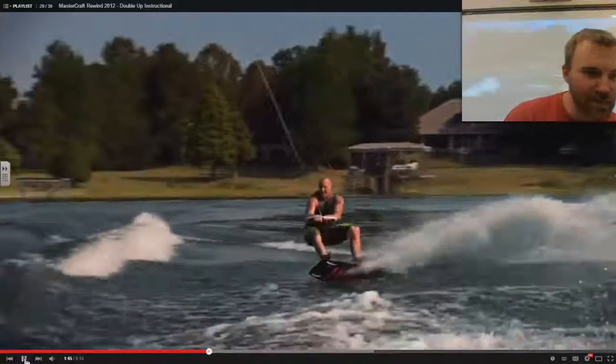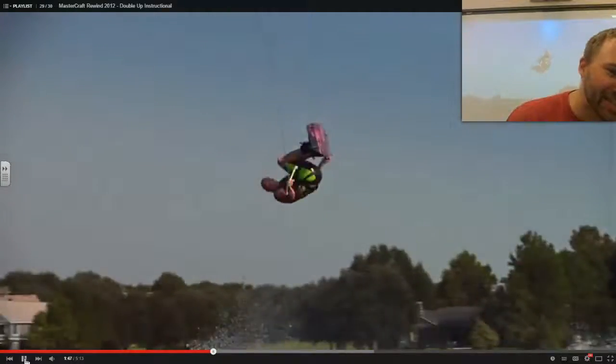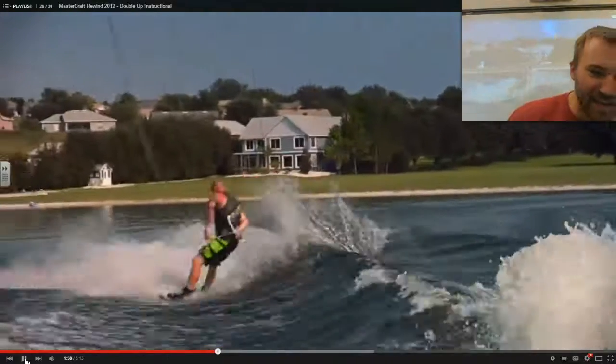Try to keep the boat level. Watch the two waves converge. Boom! And you hit it at just the right time, and it is air time.